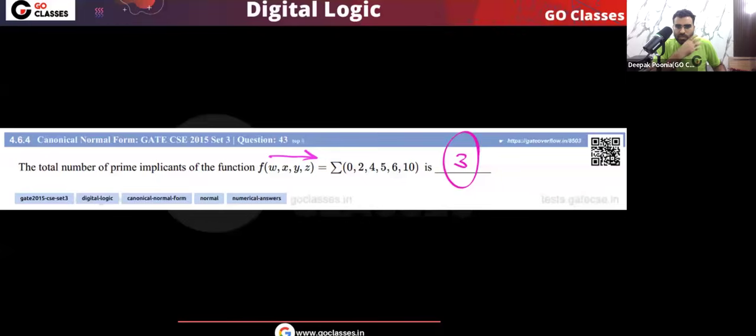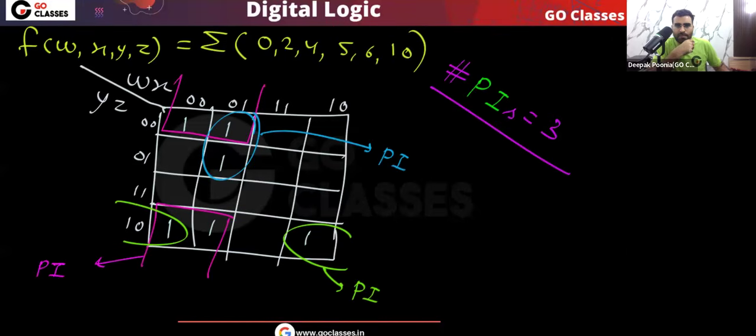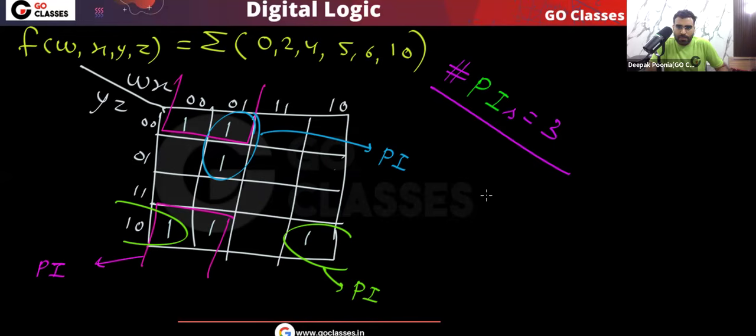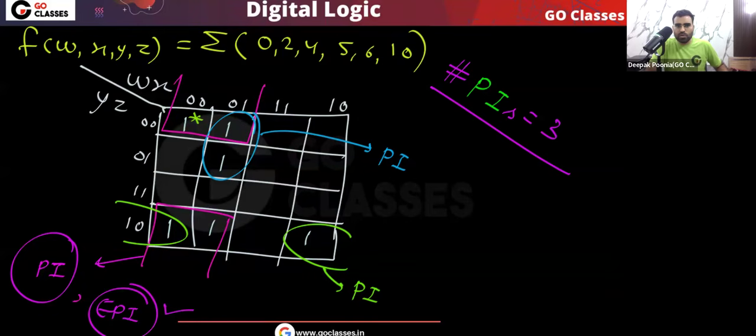Now, just for the sake of complete analysis, let's also find what are the EPI. To find the EPI, first you find all the PI. We have already done it. After finding all the PI, you see what are the one cells which are covered uniquely by a PI. What are the one cells which are covered only by one PI? Okay, let's mark them. You put a star there. Look at this one cell. This is covered only by this pink PI. So this pink PI has become EPI also. Is this clear? I can say this pink is PI also, EPI also.